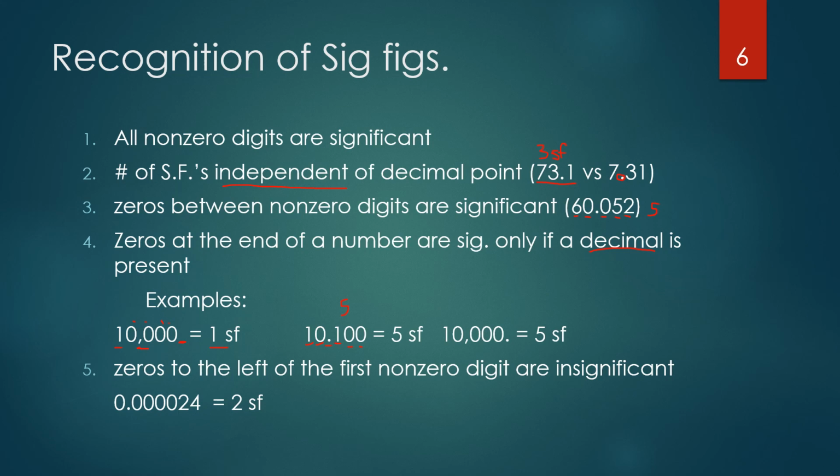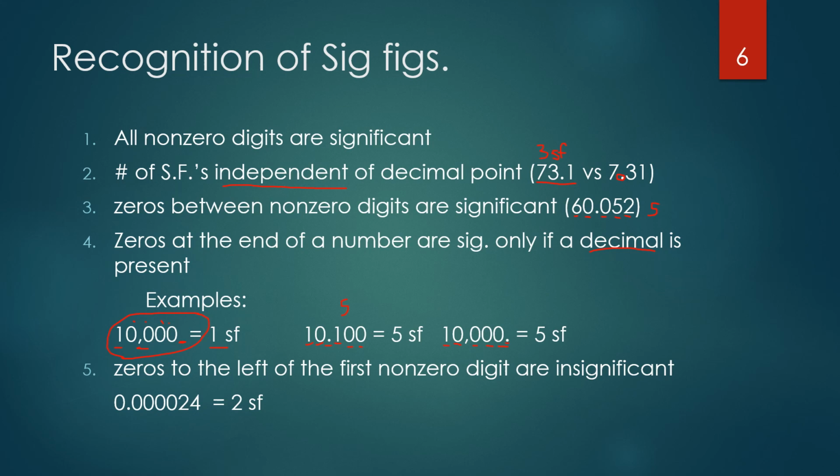Now let's use the example from before, just 10,000. Okay, well if I want those zeros to count, they didn't count originally over here because there was no decimal point. So if I want those zeros to count, all I have to do is tack a decimal point on at the end of the number, and now those zeros count, and we have 5 total significant figures in that number.